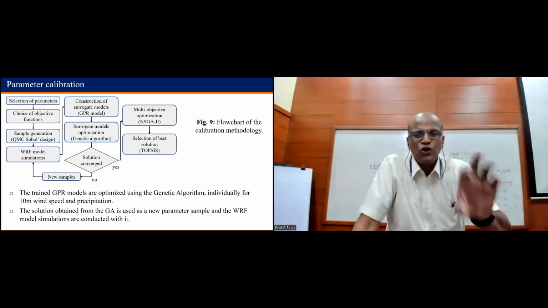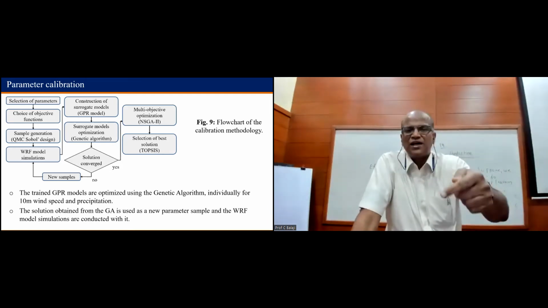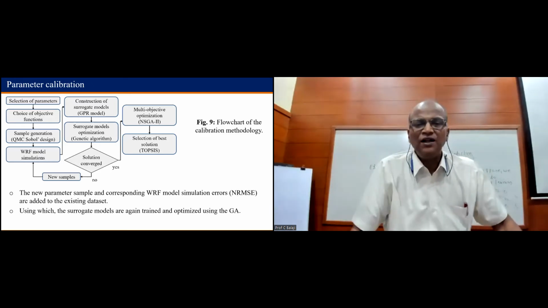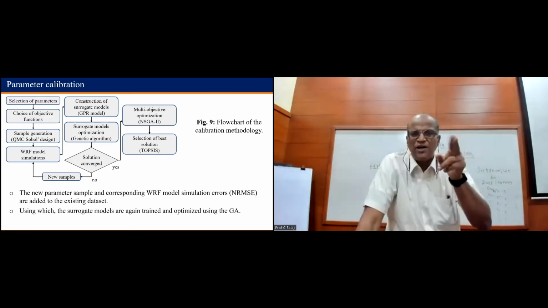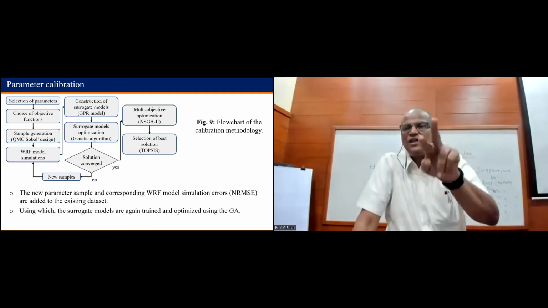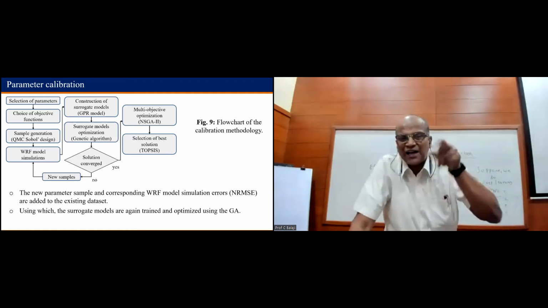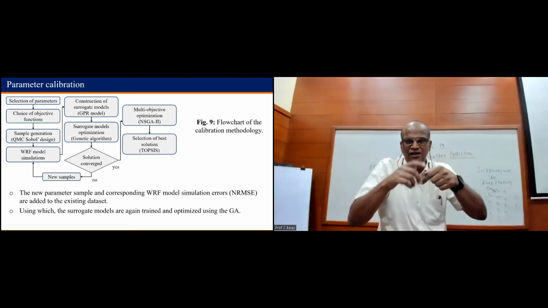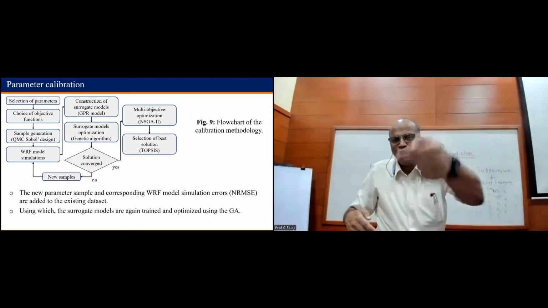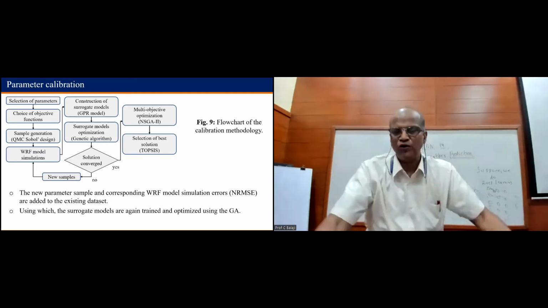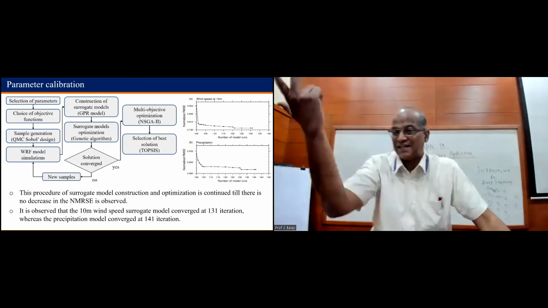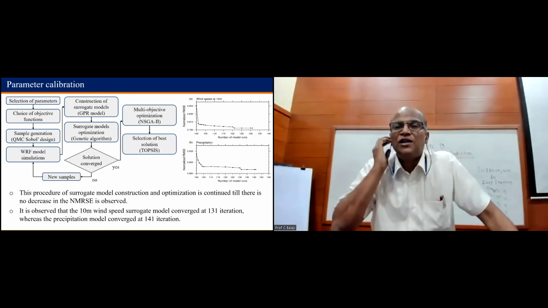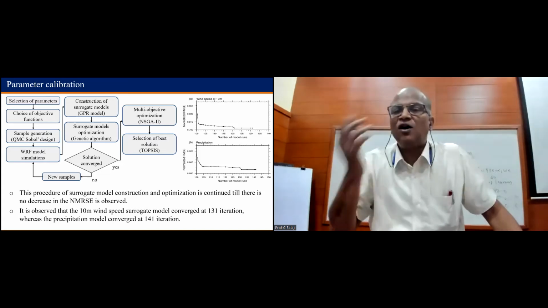Okay. So the solution obtained from GA is used as a new parameter sample, and again WRF simulations are conducted with it. The new parameter sample and corresponding WRF simulations are added to the existing data set. Using this, again the surrogate models. So what you do is you start with 100 simulations, then it becomes 101, 102. So you keep going back and forth till you achieve this right side. Look at the northeast corner. So the normalized error does not change.